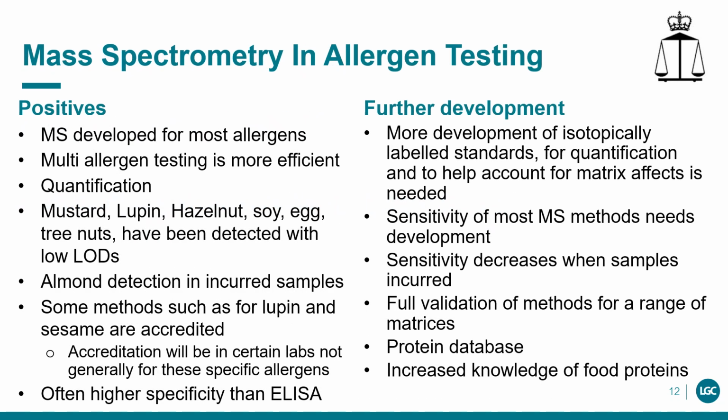Mass spectrometry methods have been developed for most of the allergens, including multi-allergen tests. For example, mass spectrometry has been used to detect mustard in foods at an LOD of 0.25 parts per million, lupin at an LOD below the vital reference dose, and methods for soy, egg, and tree nuts have been developed with LODs similar to ELISA.